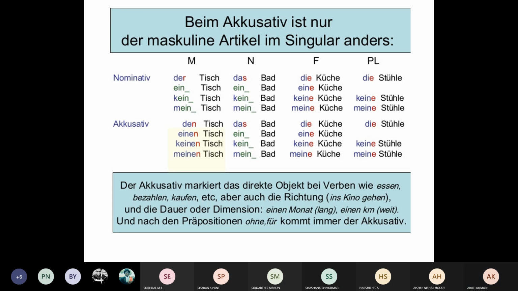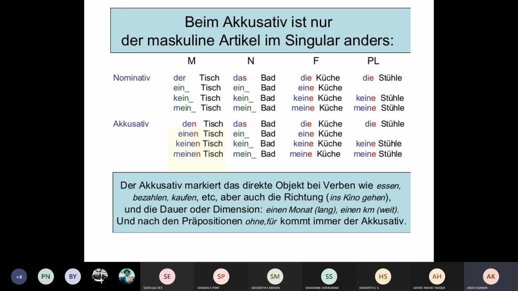Accusative, masculine: den Tisch, einen Tisch, keinen Tisch, meinen Tisch. Then neutrum: das Bad, ein Bad, kein Bad, mein Bad. Then feminine: die Küche, eine Küche, keine Küche, meine Küche. Then plural: die Stühle, keine Stühle, meine Stühle.